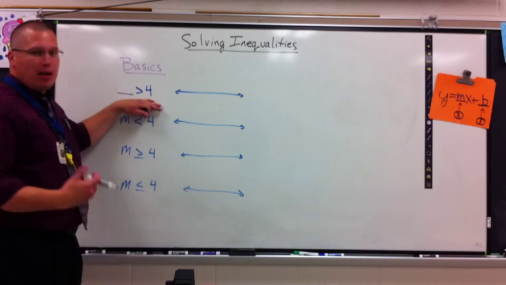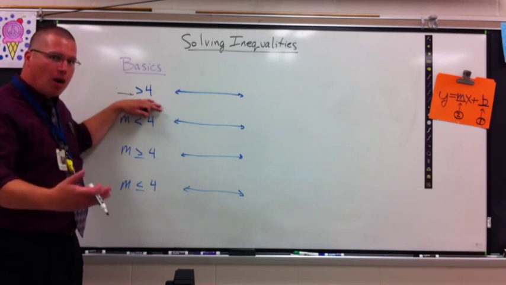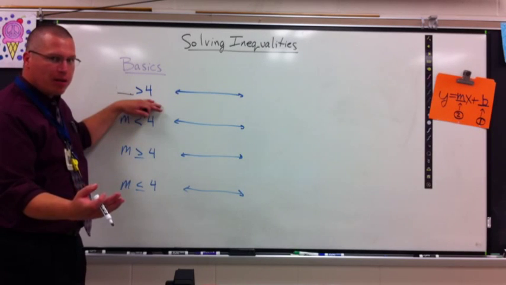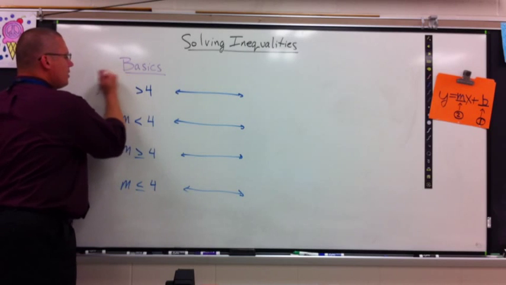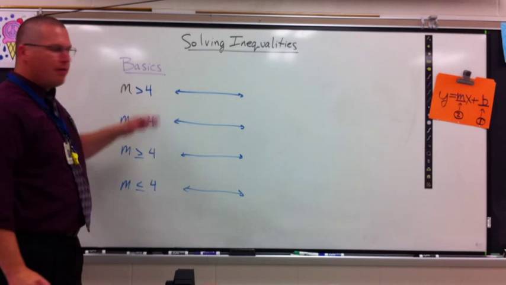2,975,337,002 is bigger than 4. Think about all the numbers bigger than 4. It's an infinite amount. It can go on and on and on. You will never finish writing out all the numbers bigger than 4. Because of this, we put a variable here. What number is bigger than 4?